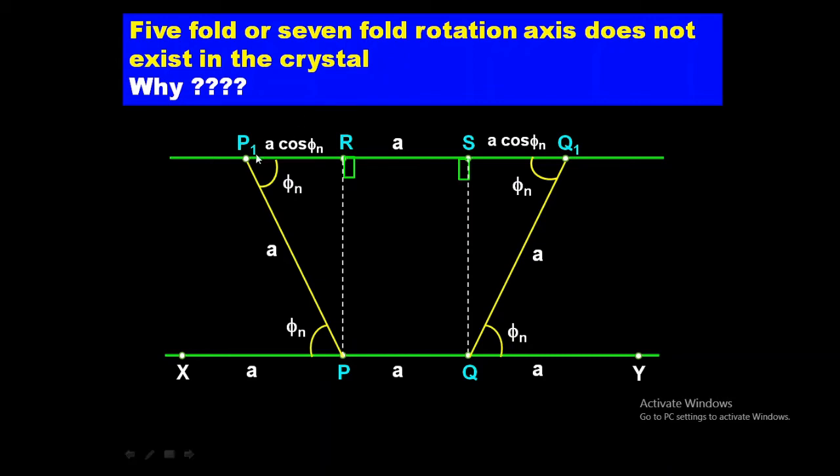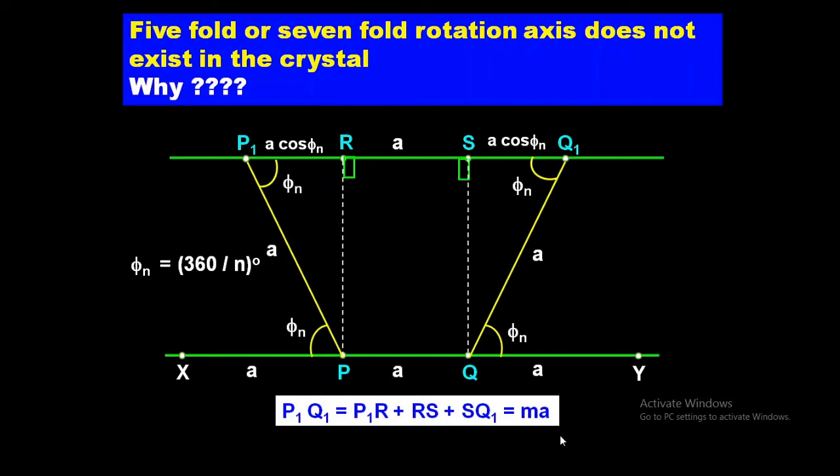So the length of P1Q1 must be equal to what? Must be equal to MA. M means an integer, A is the translation, M is the multiplication factor. So P1Q1 is nothing but M into A, where M is an integer. But we know that P1Q1 is nothing but P1R plus RS plus SQ1. And we have considered initially that this system possesses n-fold rotation.